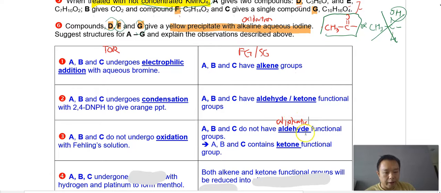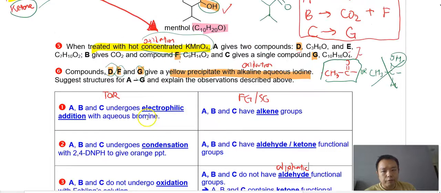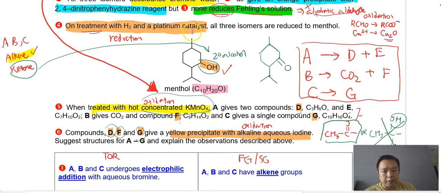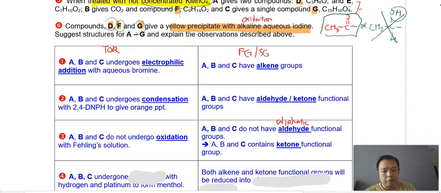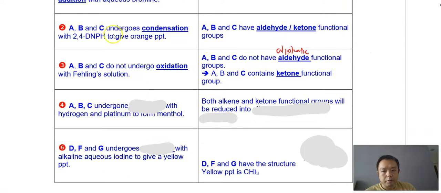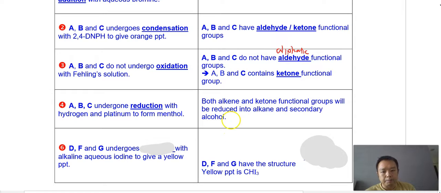So without having an aromatic aldehyde, and without having an aliphatic aldehyde as indicated by the Fehling's test, therefore there is no aldehyde functional group. The only functional groups in A, B, and C will be your ketone together with your alkene. Okay, so for number 4, we have treatment with hydrogen gas and platinum catalyst. In this case, we are looking at reduction. So alkene and ketone will be reduced to alkane and secondary alcohol.